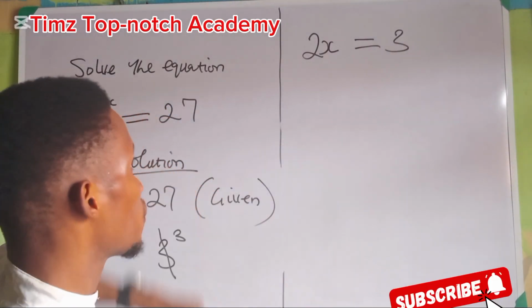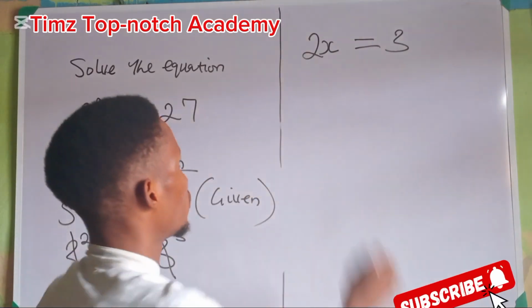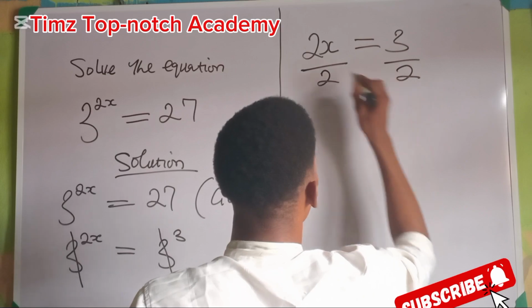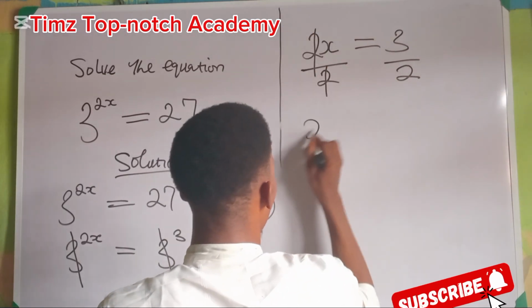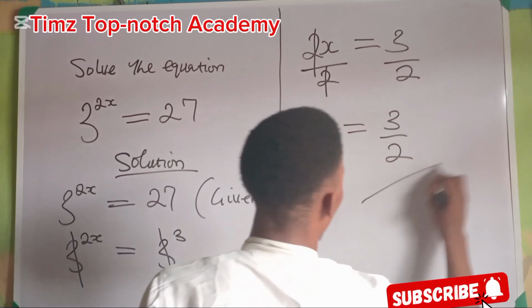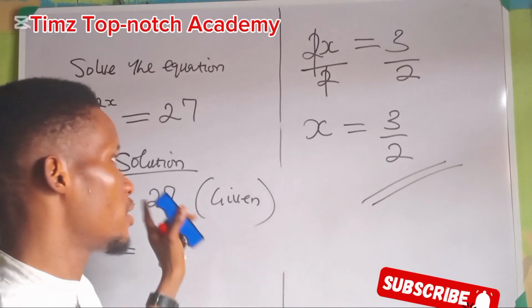So what we do now is we divide both sides by the coefficient of x, which is what? 2. So divide both sides by what? 2. Divide by 2. 2 here can go against 2 as well. So we are left with x is equal to 3 over 2 as our final answer. That's how to solve this type of equation.